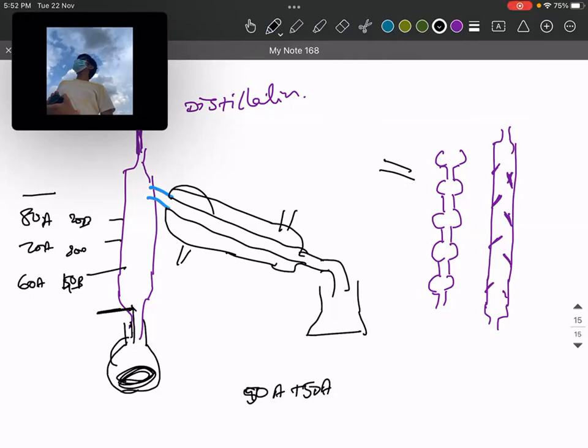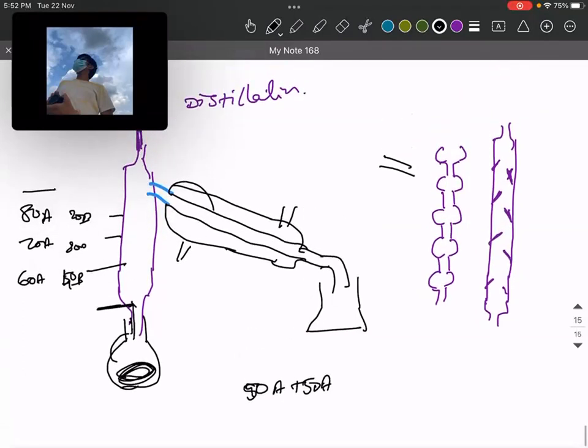So you are just introducing a fractionating column. That's all. The remaining is all the same as for distillation. Whatever you are seeing is simple distillation. So what mixtures can you separate? The separation of acetone and benzene from their mixture you can do by fractional distillation.